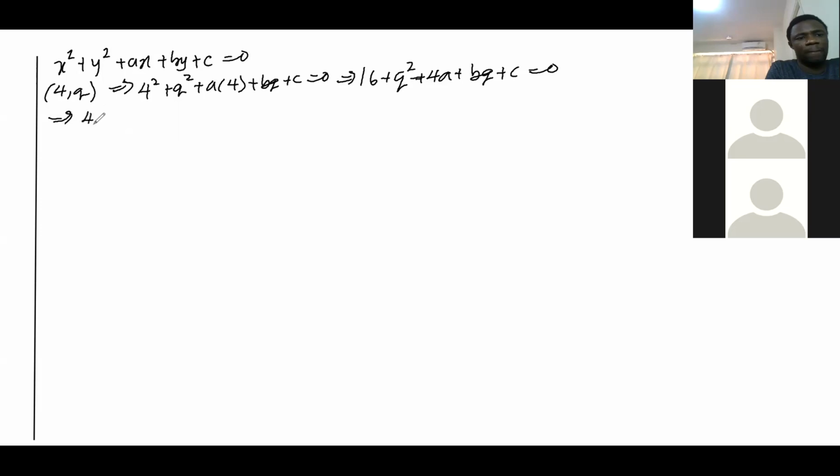Now 4a plus bq plus c equals negative 16 minus q squared. So that's your equation 3. The instruction says find the value of q for which the system of equations has no solution. For you to find the value of q, you need to now bring the 3 together.